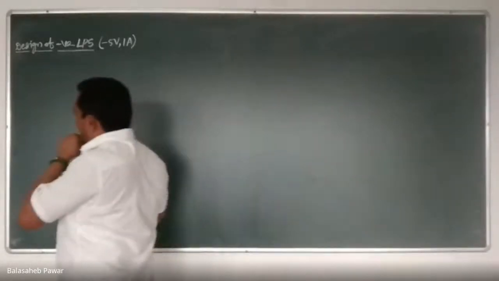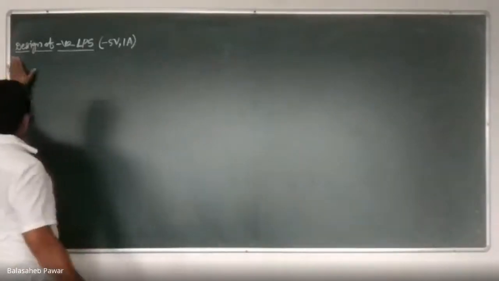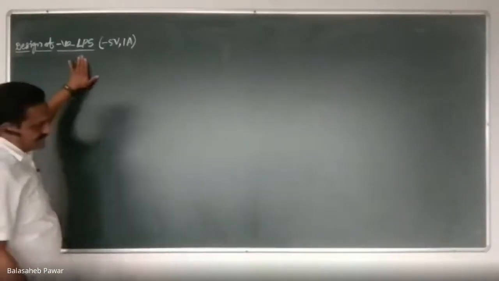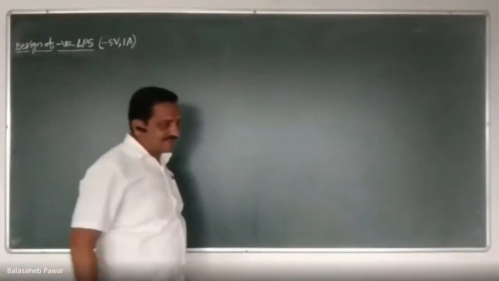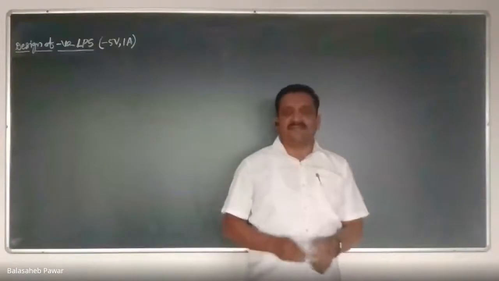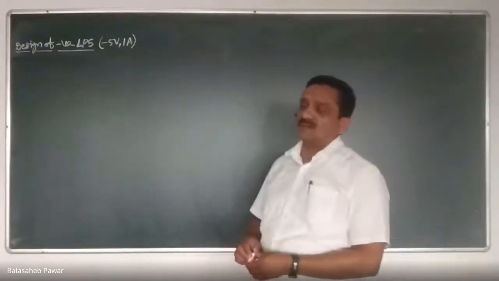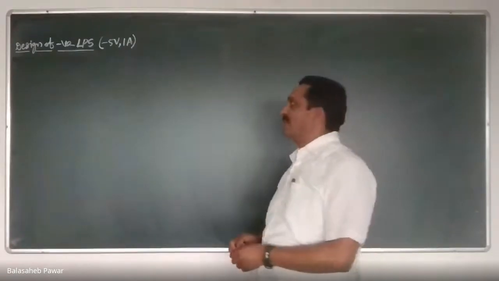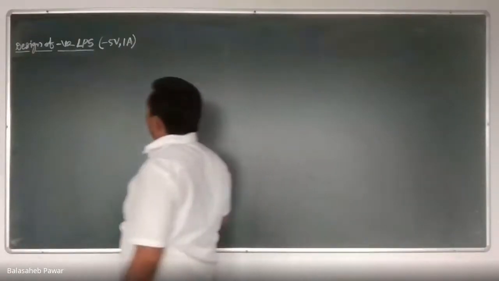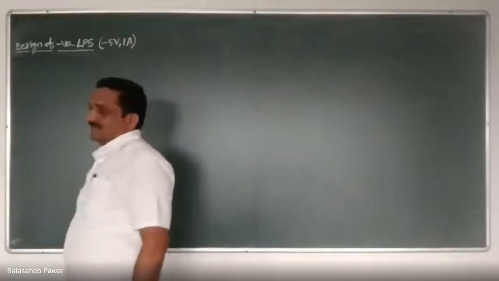Now, during our previous lecture, we discussed the design and development of a positive linear power supply, and the example we took was a 5 volt and 1 ampere regulated power supply. Now we'll see the negative LPS.